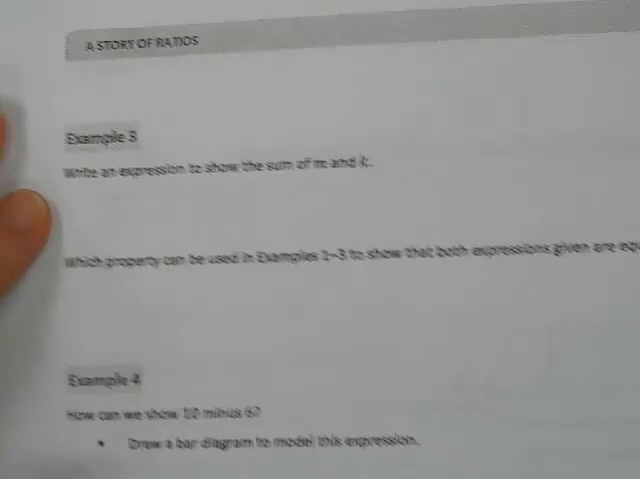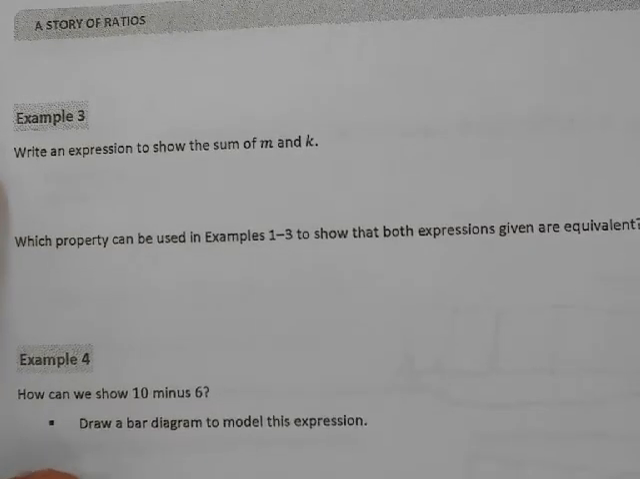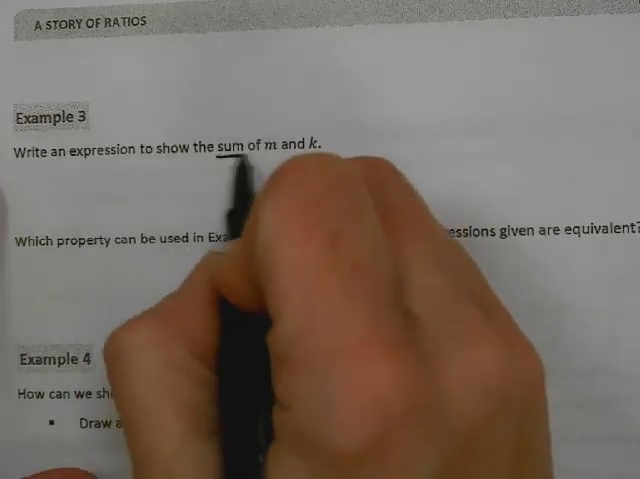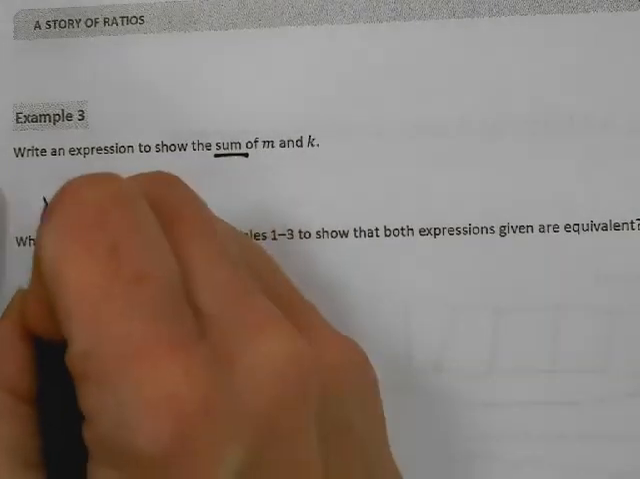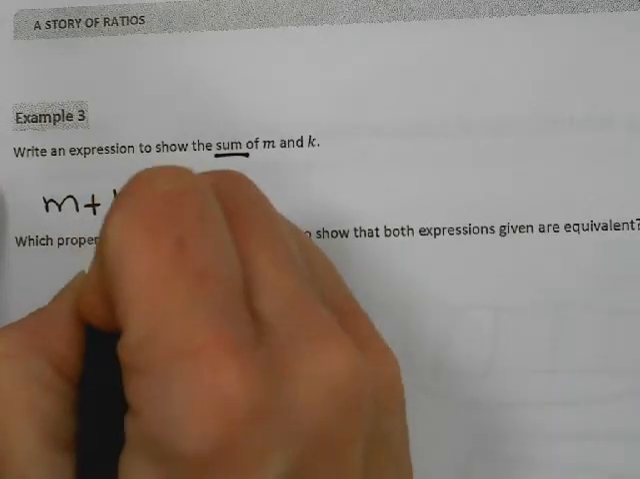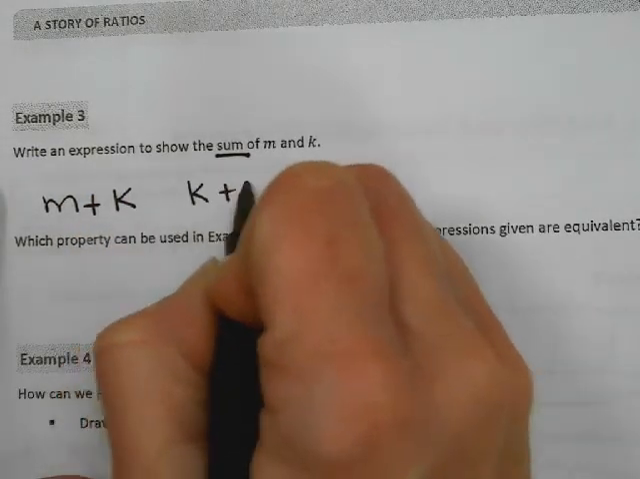Example 3 says, write an expression to show the sum of M and K. So we should know that this word sum means that we're doing adding. So if we want to write an expression to show the sum of M and K, we would either write M plus K or we would write K plus M.